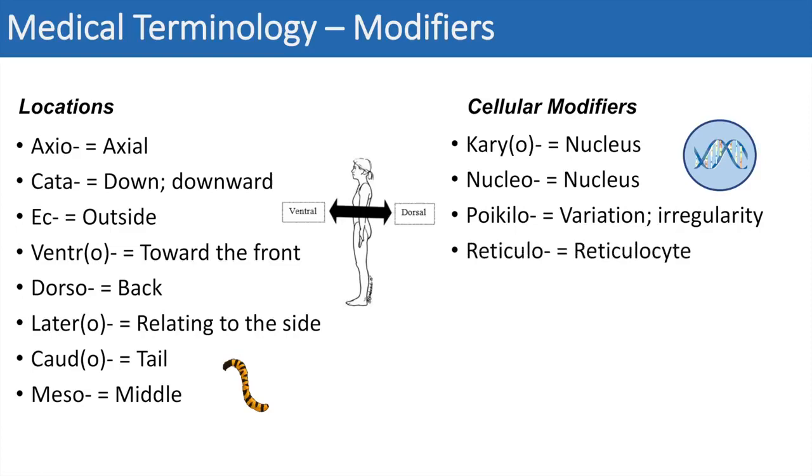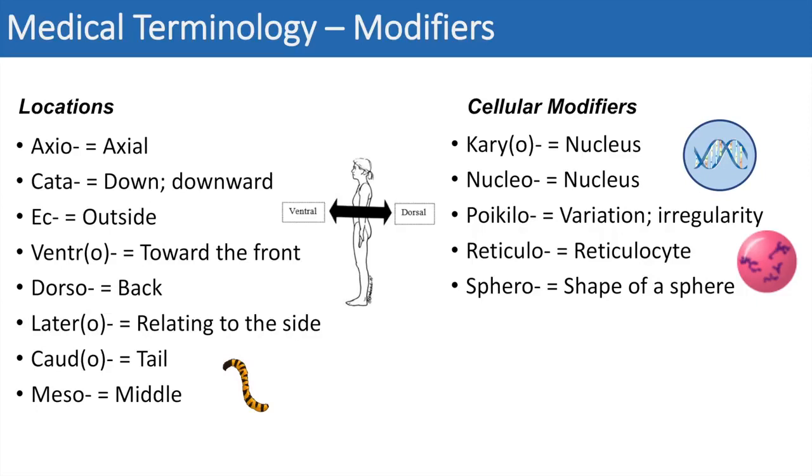The next one is reticulo. This can refer to a reticulocyte. A reticulocyte is an immature red blood cell. And another cellular modifier is the prefix sphero. This is very easy, it just refers to the shape of a sphere. So again, there are cells known as spherocytes, so this would simply mean that they have a shape of a sphere.